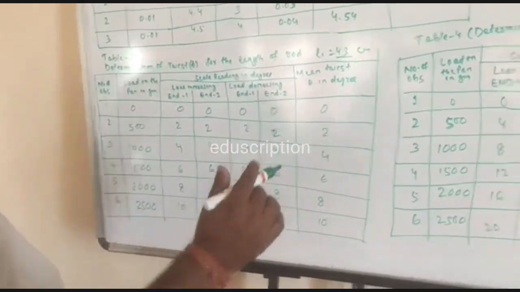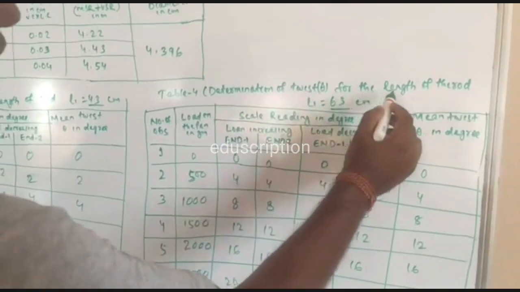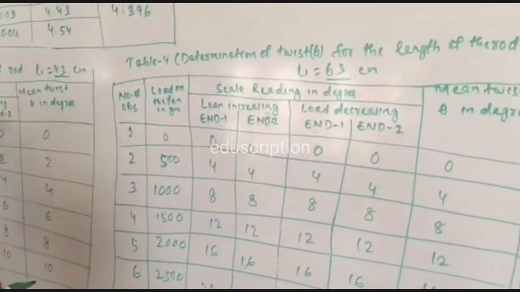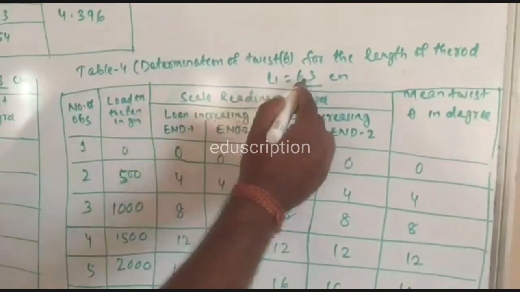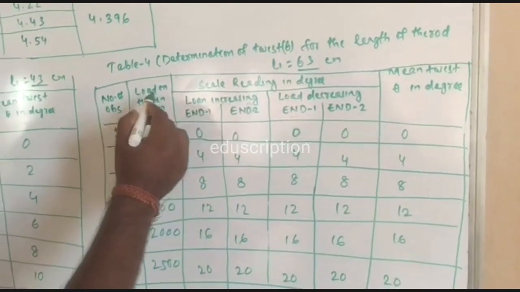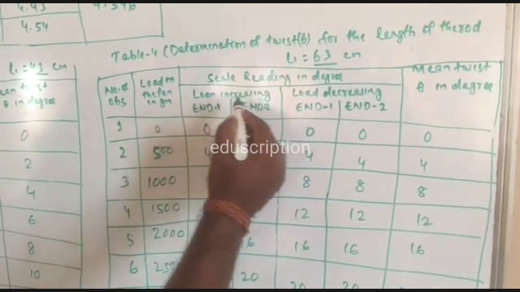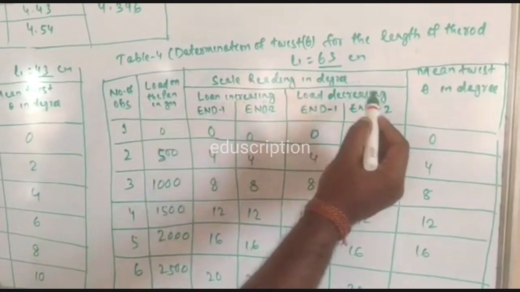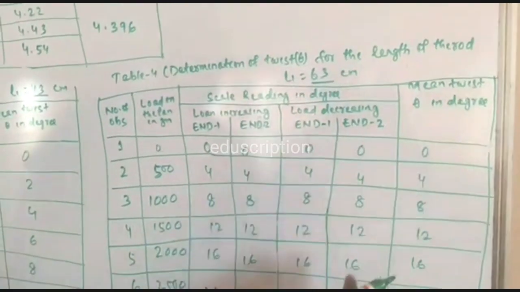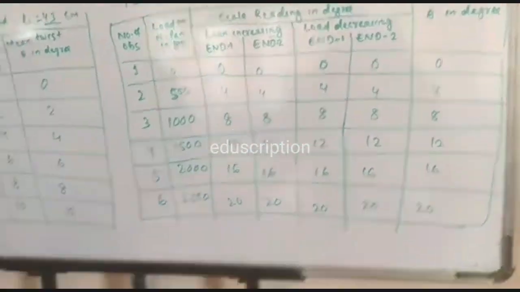and these are the data we have found from the experiment. Similarly, table 4, that is determination of twist theta for the length of the rod L2, that is 63 centimeter. First L1 was 43, second one is your 63. That is number of observation, load on the pan in gram. Similarly, scale reading in degree, also divided into two subgroups, load increasing, load decreasing, N1 N2, N1 N2, and mean twist theta in degree. And this one is your data that we have found from the experiment.